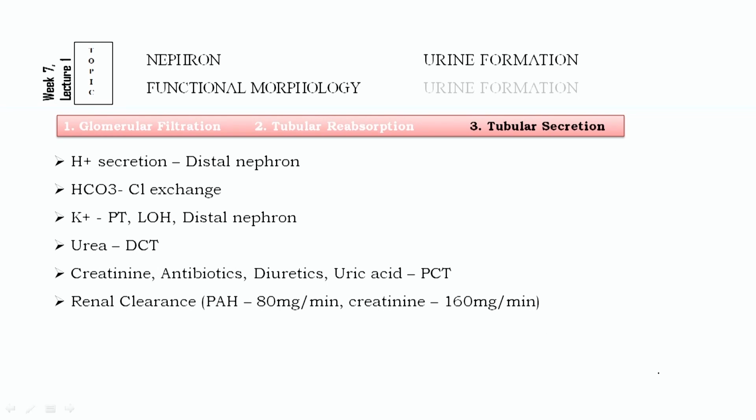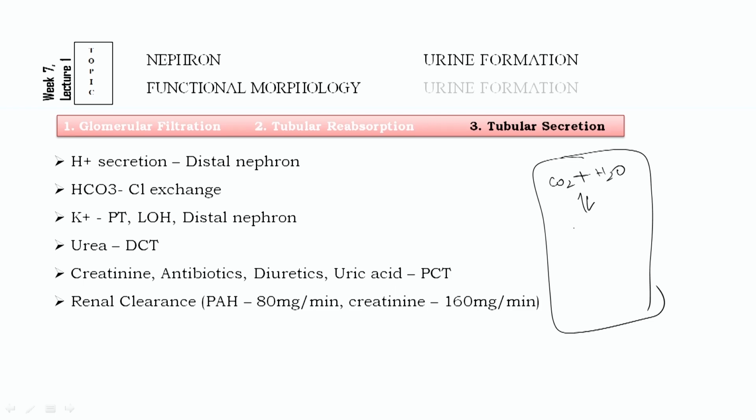Now the third aspect of urine formation is tubular secretion. So whatever is not required for the body will get excreted, or whatever is in excess also will get excreted, or secreted you can say. The first important one is H plus ions. How will these H plus ions be formed inside the cell? First of all, carbon dioxide is generated as a result of cellular respiration.